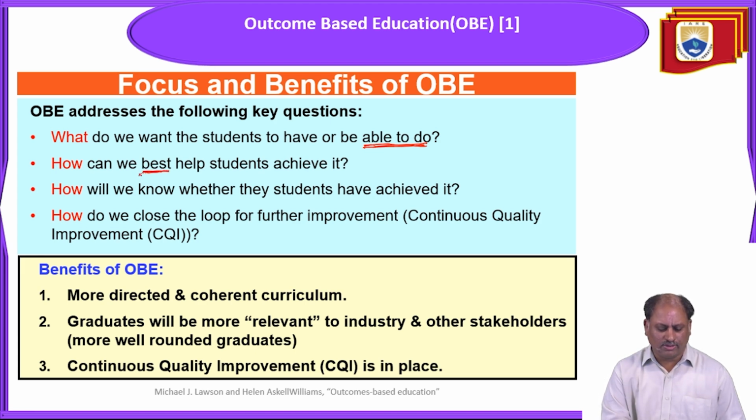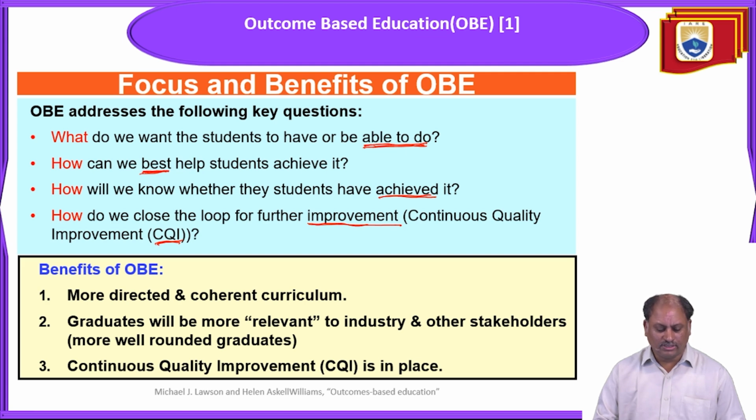There will be a variety of solutions, but out of those, which one is the best one, and whether the students have achieved it, how they achieved it, in what way it is achieved. And is there any further improvement or enhancement? So this is continuous quality improvement. Continuous quality improvement is nothing but the closed loop for further improvement.